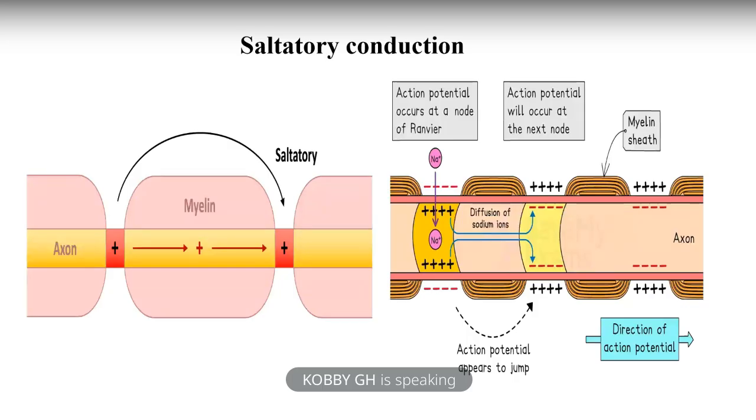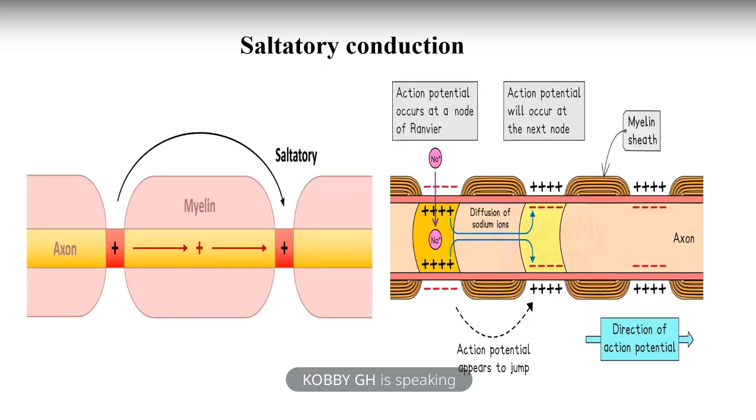So when we say saltatory conduction, it simply means that for a myelinated neuron, or for an axon that has myelination or a myelin sheath, is that okay? During impulse transmission, impulses are only transmitted at the nodes of Ranvier. When it gets to the point where the myelin sheaths are, it jumps over. And that is what we call saltatory conduction.